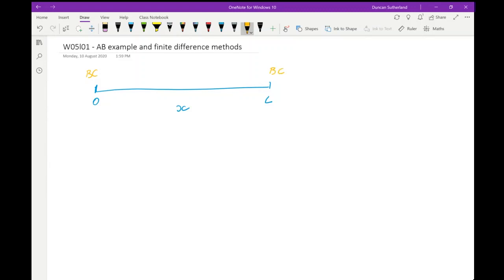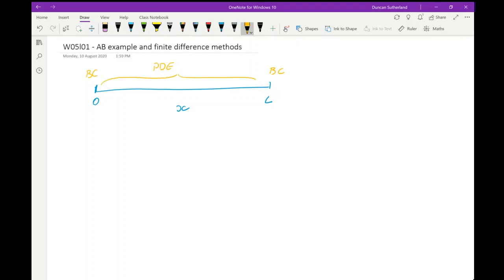Inside here, however, I've got a PDE or an ODE for that matter. I could have an ODE, but let's say I've got a PDE that governs the behavior in here.